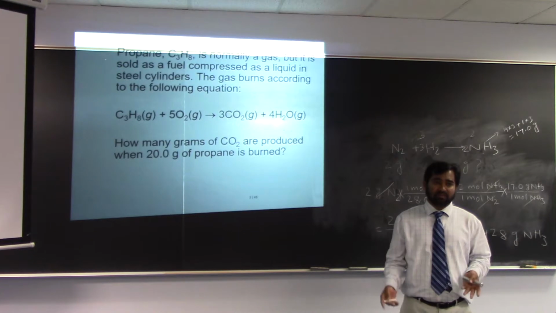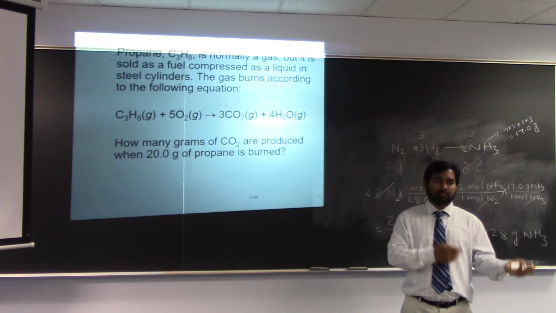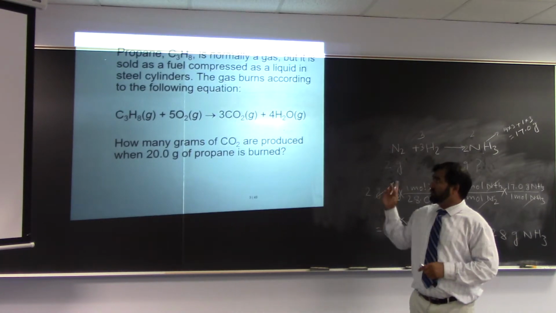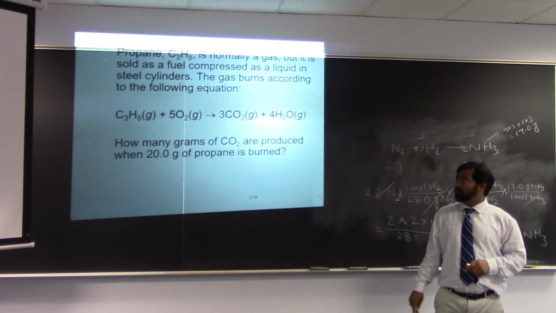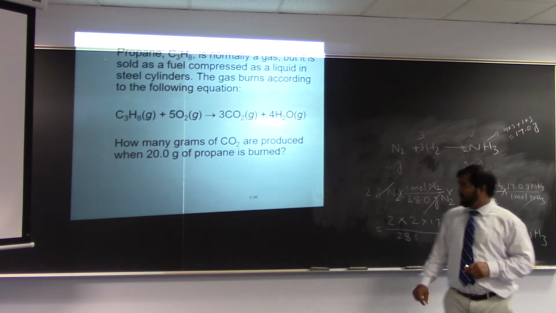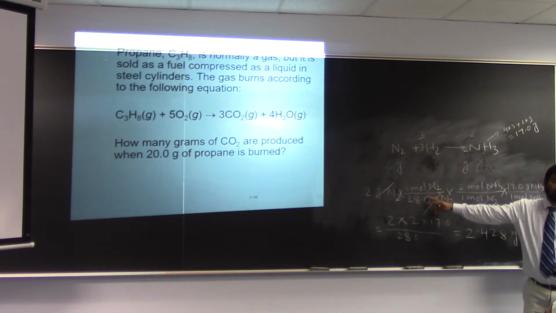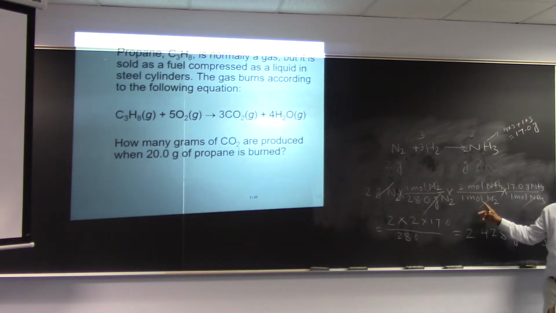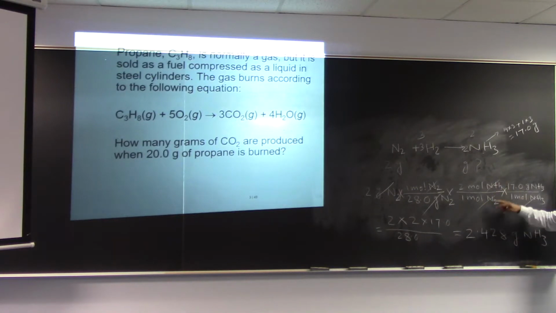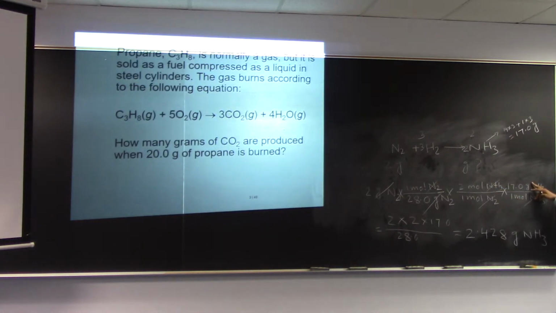It's going to be the same process: reactant to reactant, reactant to product. Here, reactant to product, propane to carbon dioxide. So grams of propane to moles of propane, then multiply by the ratio, with moles of carbon dioxide on top, then grams of carbon dioxide. Then you get how much carbon dioxide is produced in this reaction.